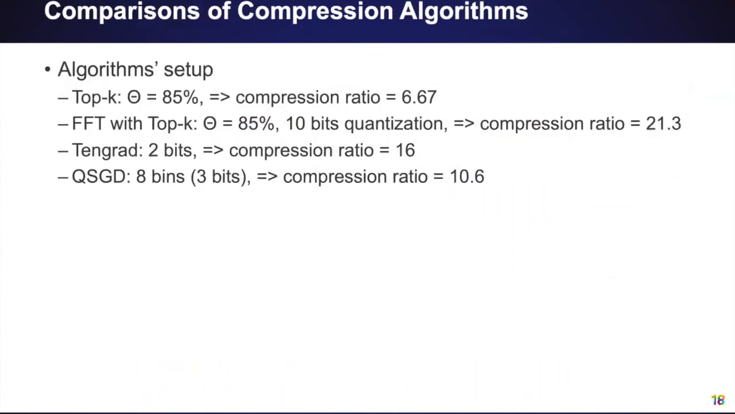After verifying the theorems of the paper, we'll start to compare our FFT-based compression approach with other state-of-the-art compression algorithms in deep learning. Here is how we set up the different compression algorithms. From the last slides, we know that the dropout ratio cannot be too large, so we set it to 85% for both Top-k and FFT with Top-k. 2 bits is a reasonable number for TernGrad, because using 1 bit will lose too much information. And we let QSGD use 8 bins.